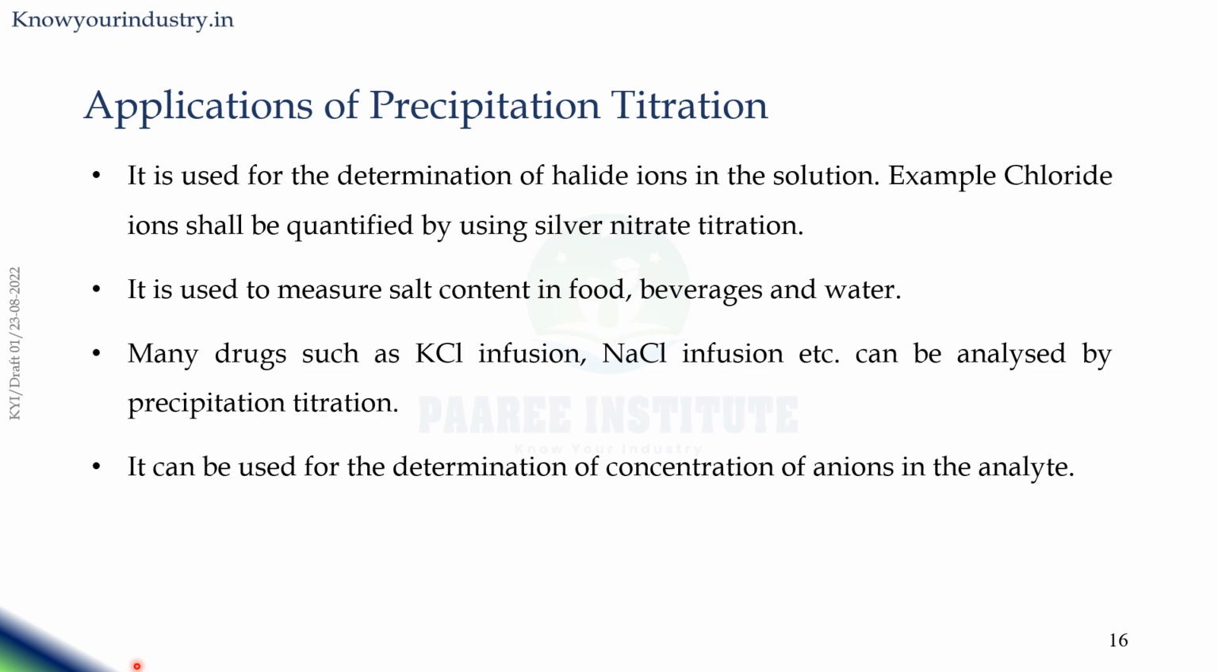Precipitation titration is also widely used in industry, including the chemical industry, pharmaceutical industry, and other types of industries. The classical example, which we have already seen, is that the presence of chloride ion in water can be determined using this method. Also, the salt content in food, beverages, and water can be determined by this method. Drugs like potassium chloride infusion and sodium chloride infusion can be assayed using precipitation titration as well. This method can also be used to determine the concentration of anions in the analyte.